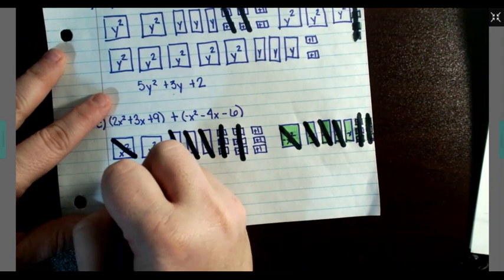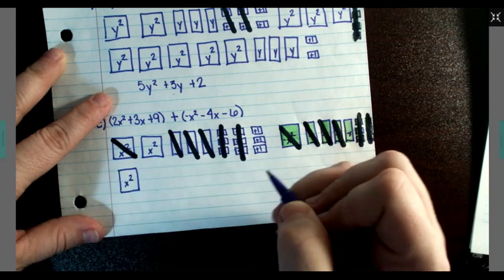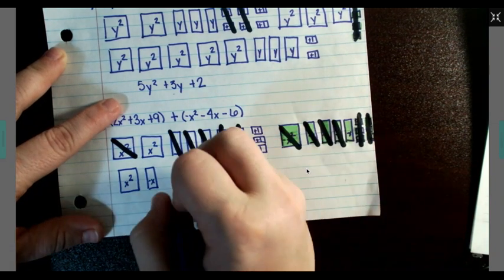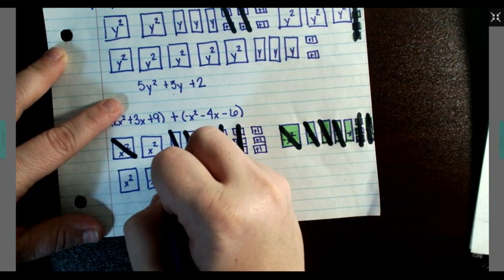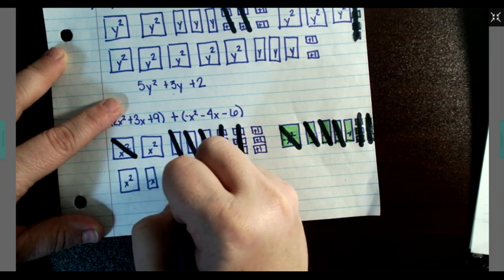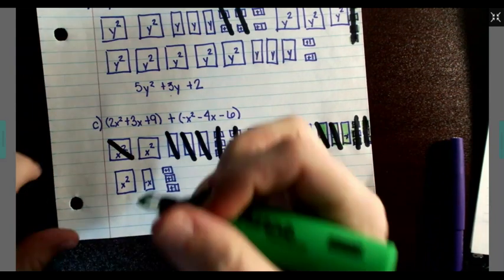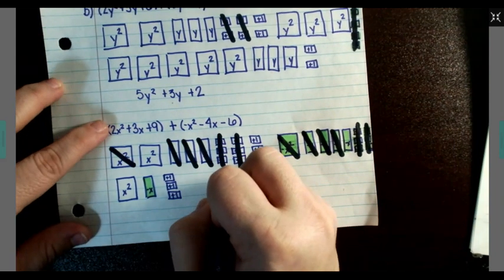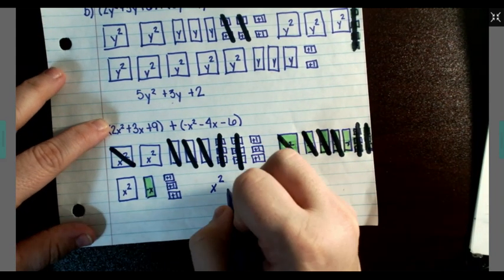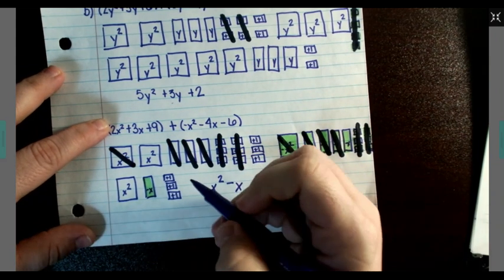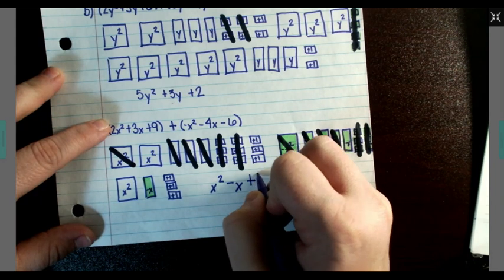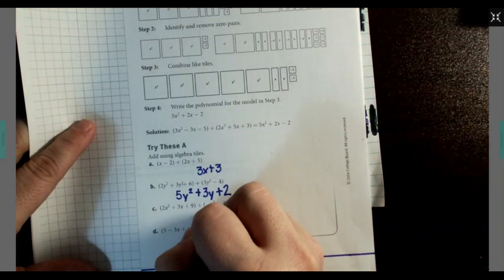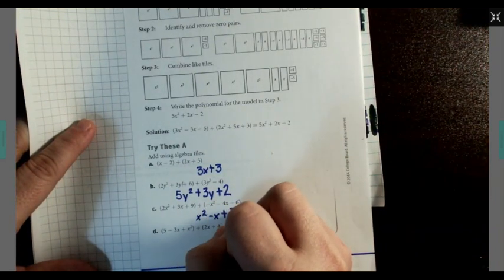We have 1 of our x squares. We have 1 rectangle, but it is negative. And we have 3 of our small squares. And I want to go back and I want to highlight this because remember, this is still negative. So I'm left with 1x squared. I got a negative x. And I got 1, 2, 3 positives, no variable. So we've got x squared minus x plus 3.